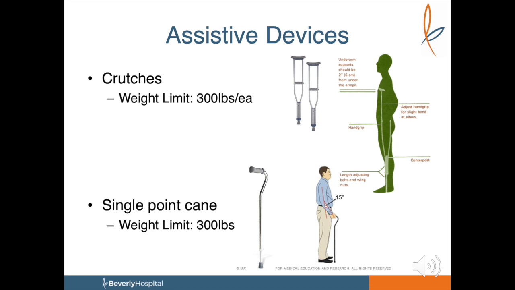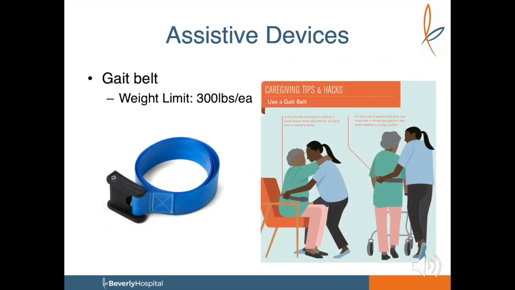Next tool you can use is single point cane. You may adjust the height so that you allow slight bend in the elbows when the patient is using the cane. The most crucial equipment that you can use when moving patients is gait belt. There are belts distributed throughout the hospital. However, in those cases when a patient received abdominal or back surgeries, you may place them at a higher level to avoid interfering with the surgical site.